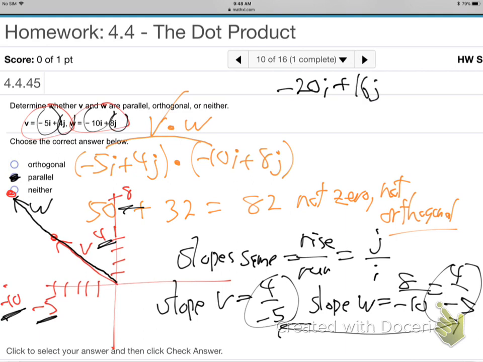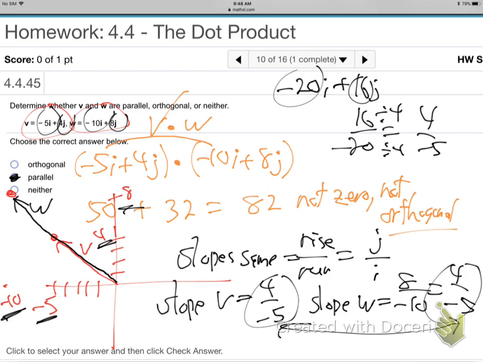16j. Yeah, because again, the rise over the run, then reduce it, divided by 4, top and bottom, back to minus 4/5. So just take the slope, rise over run, j over i, and reduce it. If the two slopes are the same, they're parallel. If two slopes are not the same, they're not parallel.